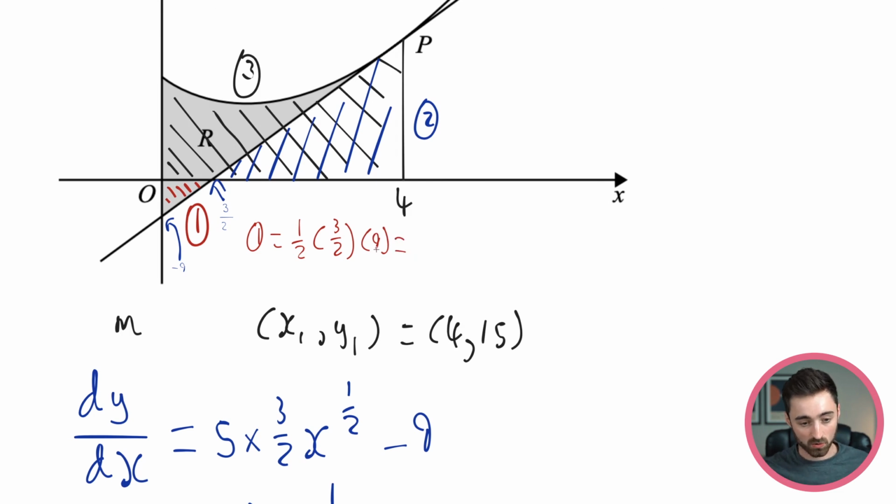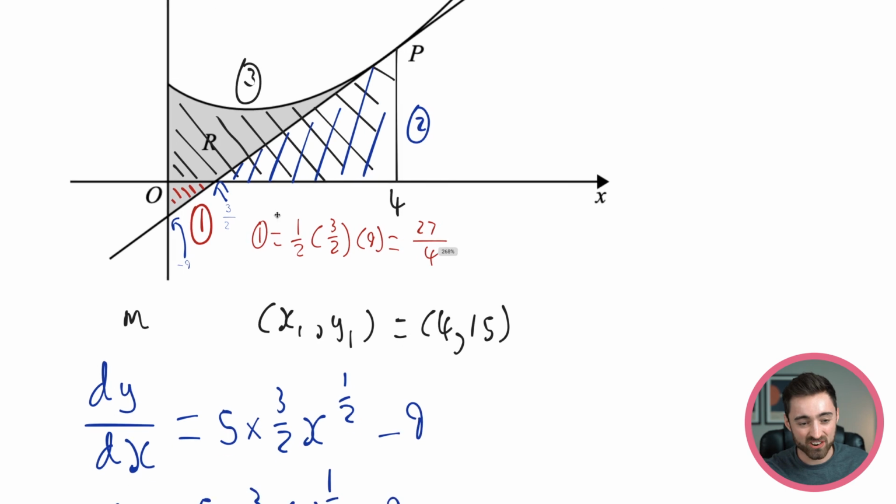This is going to be what? Well, what have I got on the top? I've got 1 times 3 times 9, which is 27. And on the bottom, I have 2 times 2, which is 4. Okay, so I've got one of the areas. Does that mean we're a third of the way through? Maybe, probably not, because I've not done any integration yet. Let's try and get the area of 2.